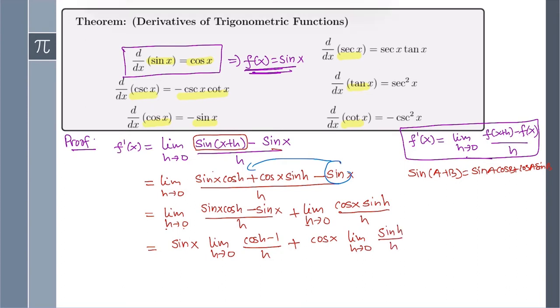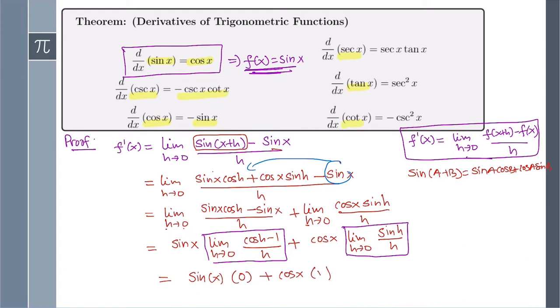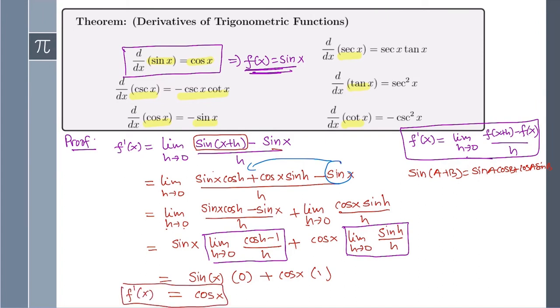Now, if we use the special limit that we just talked about, this limit right here is 0, and this limit right here is 1. So that means this equals sine x times 0 plus cosine x times 1. And that gives us cosine x. So f prime of x equals cosine x, which means the derivative of the function sine x equals cosine x.